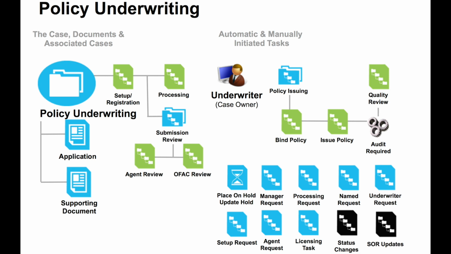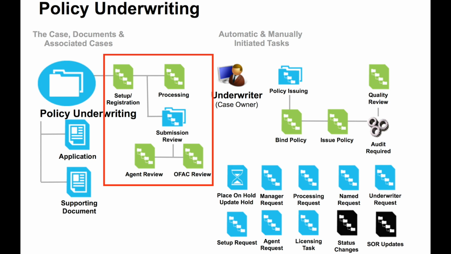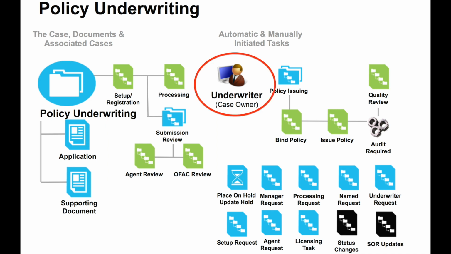There's a combination of activities or tasks that need to be performed automatically, as well as some that are dependent on what happens within the process. When the application is received, it will go through the setup or registration, the processing steps, and all the necessary reviews before it goes to the underwriter. The underwriter is the case owner. The underwriter is the person responsible for ensuring that this policy is either issued to the applicant or ultimately denied. So they have the key decisions throughout the process.